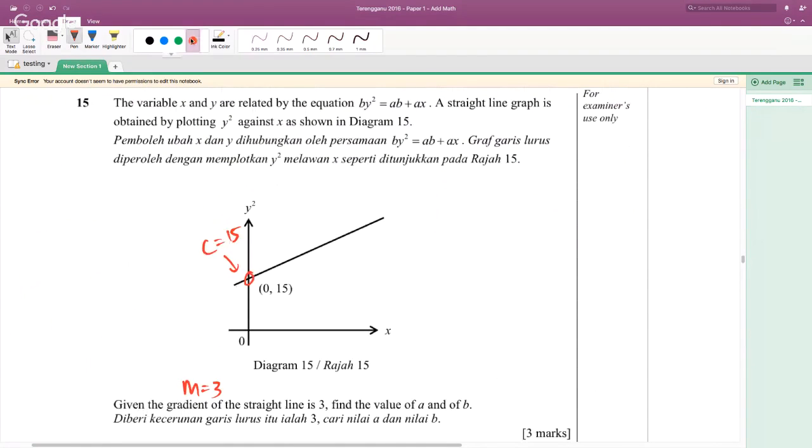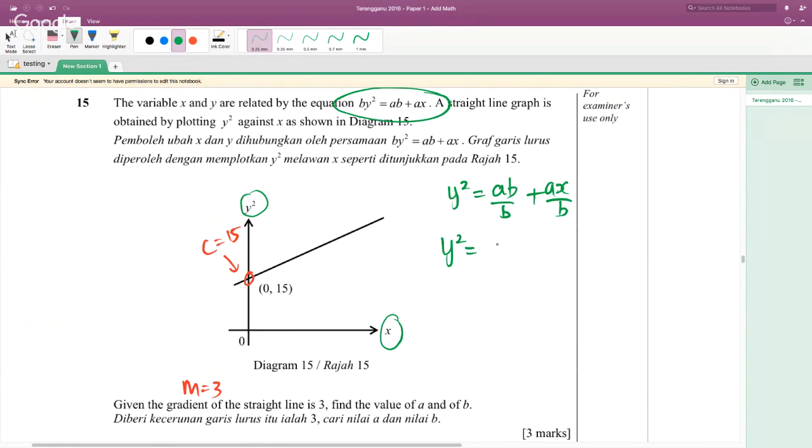So what I want to do is change this equation into y equals mx plus c. My y must be y squared, my x must be x only. So I will move my b to the other side. This one will be ab divided by b, this one will be ax divided by b. Then I divide b for every single term. Then I rearrange it: y squared equals a over b x plus a.